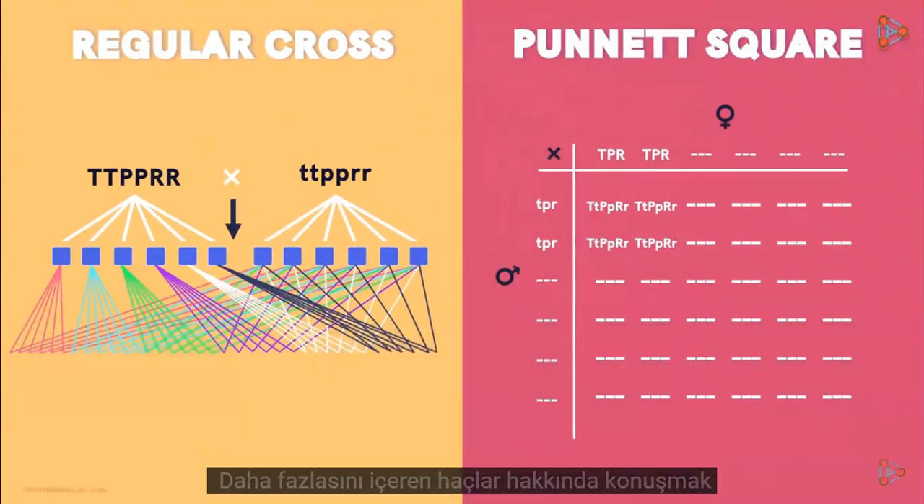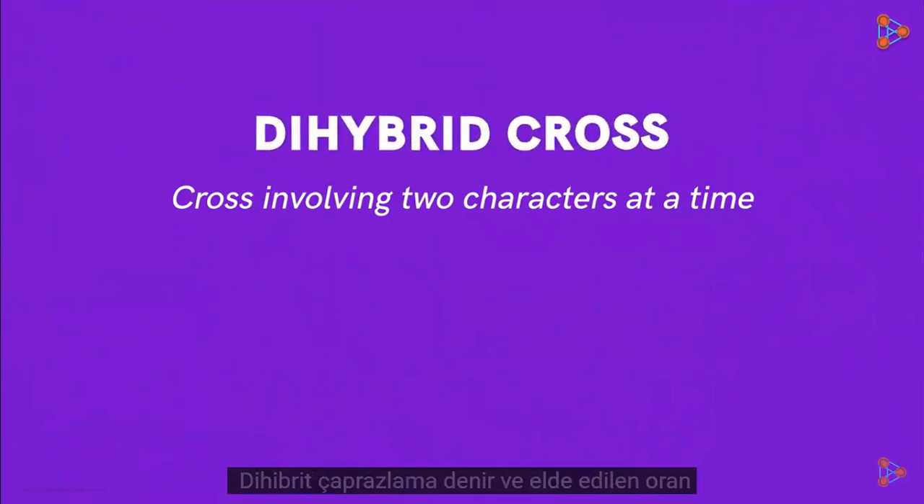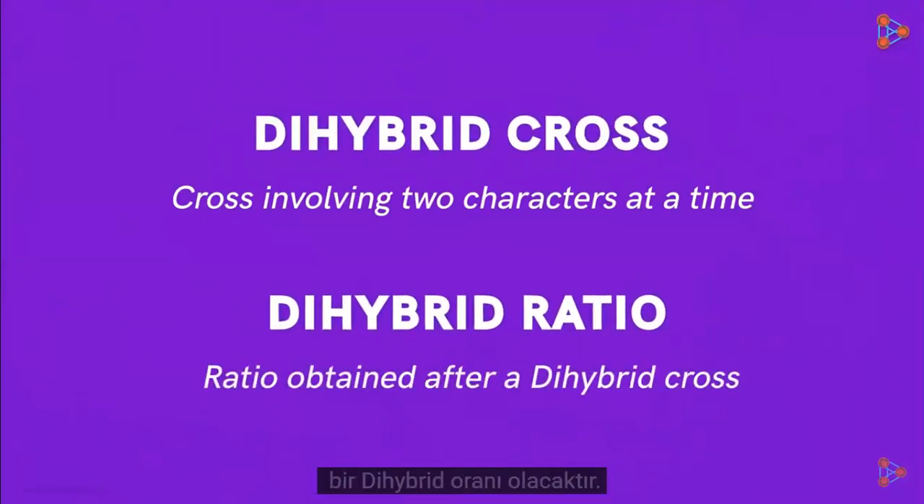Talking about crosses involving more than one character, what are the crosses involving 2 characters called? The cross involving 2 characters at a time is called dihybrid cross, and the ratio obtained will be a dihybrid ratio. Let's understand this interesting concept in the next part.